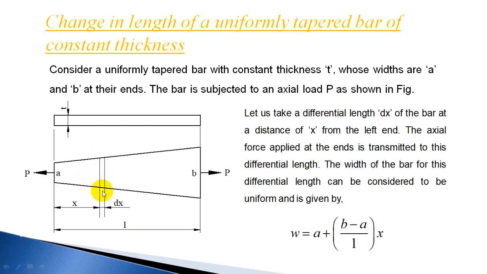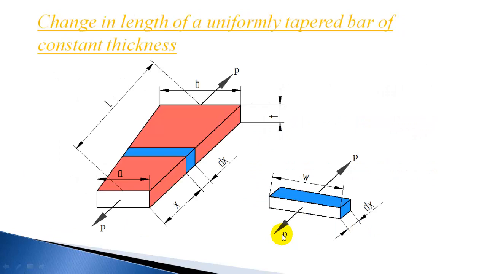So the width there is going to be A plus whatever increase is there at that point at a distance x. What is the increase? For x, that increase is (B minus A) by L into x. So A plus (B minus A) by L into x will give the width of the bar at that point. If you know the width, and the thickness is T, you can find out the area of cross section of that particular element.